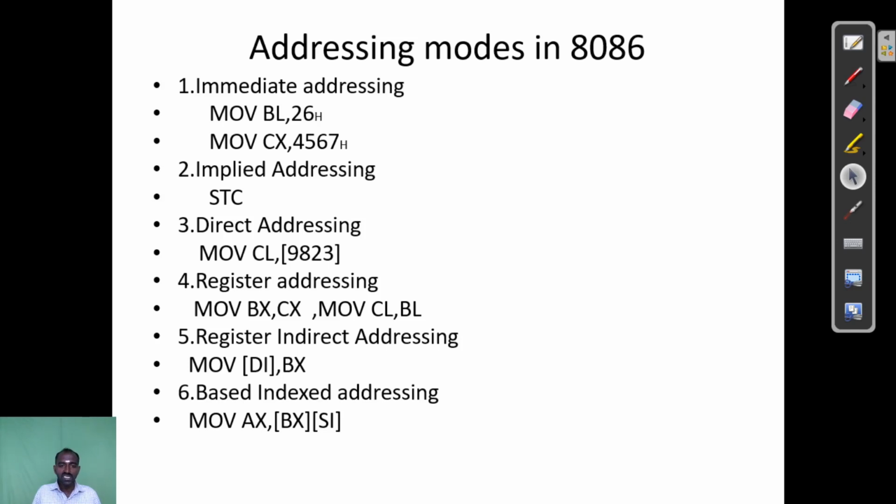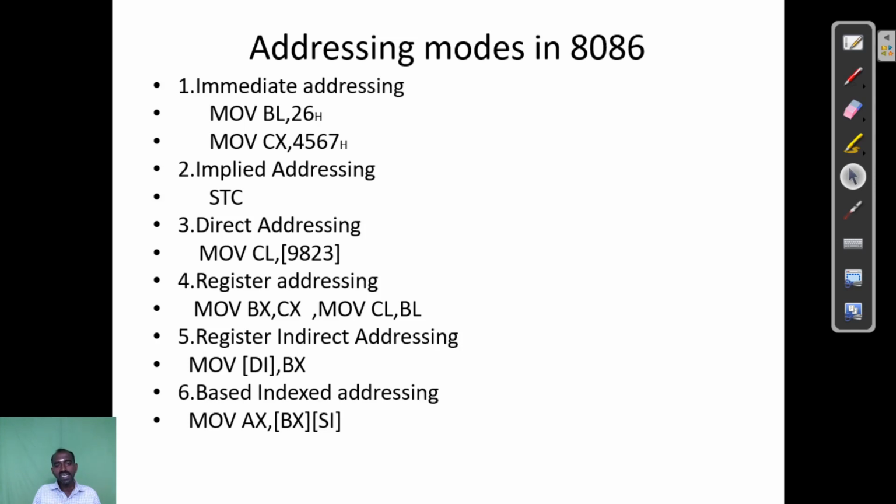Then another example, MOV CL, BL. BL holds 8-bit data, so the 8-bit data is moved to CL. CL is the count register, 8-bit. BX indicates a 16-bit register, CX also indicates a 16-bit register. Next, MOV CL, BL means the 8-bit BL register value is moved to the CL register.